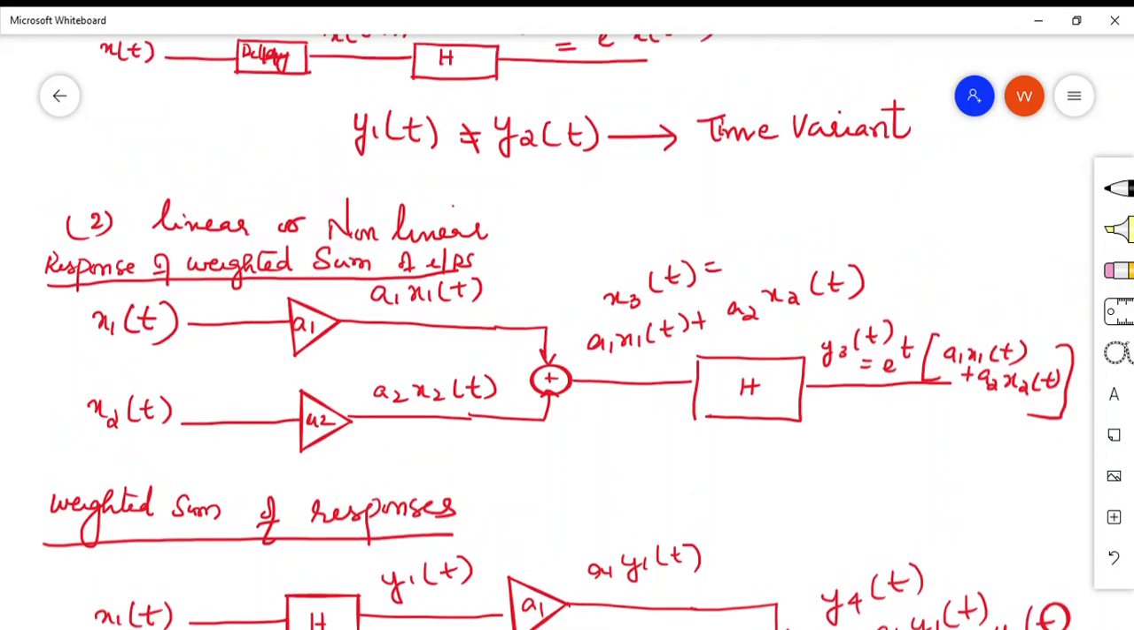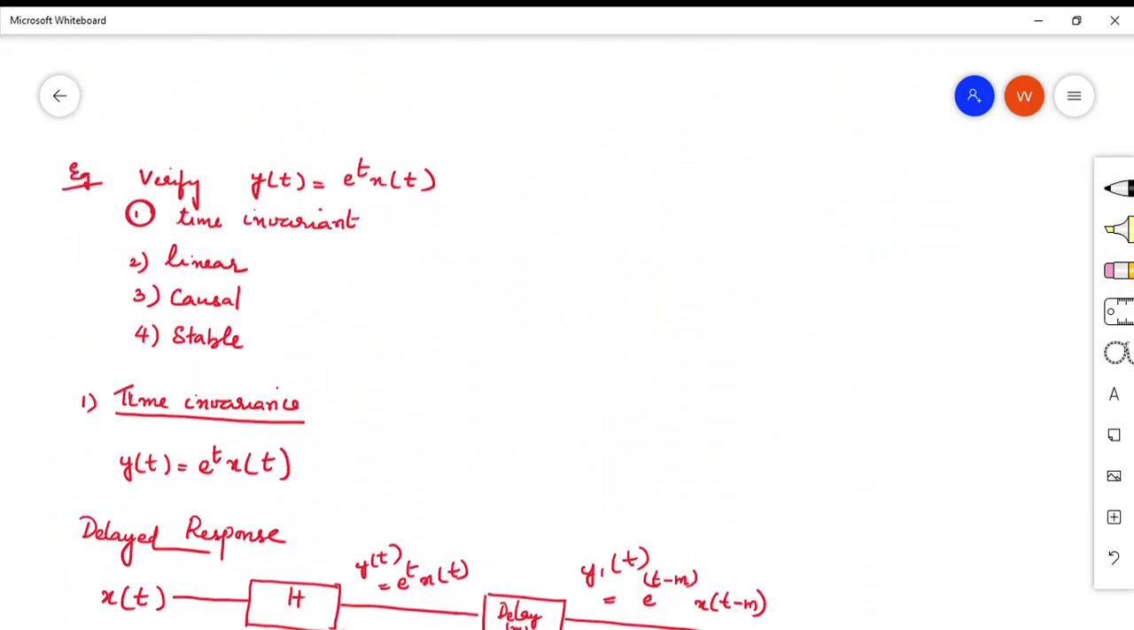Now there are two more classifications: static and dynamic. Static means it should depend only on the present. So you can see this is a static system also, because it is not depending on any other. Static means it should depend only on present input. So here y of t is equal to e raised to t x of t. It is depending only on present input. So you can say it is static also.